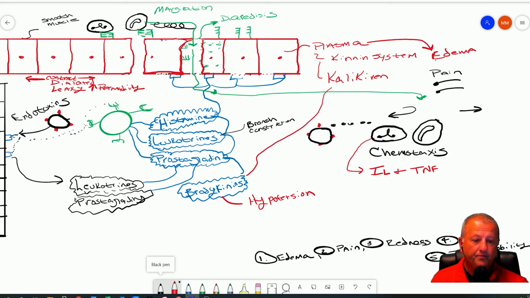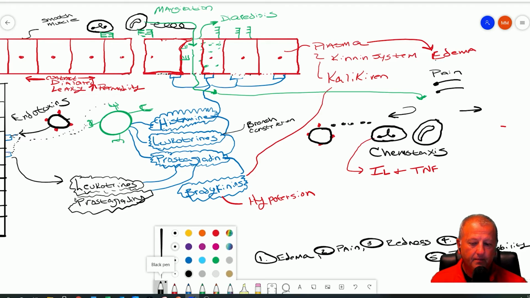And so this interleukin and tissue necrotic factor do two other things that we need to talk about. All right. And so, let me get a black pen.